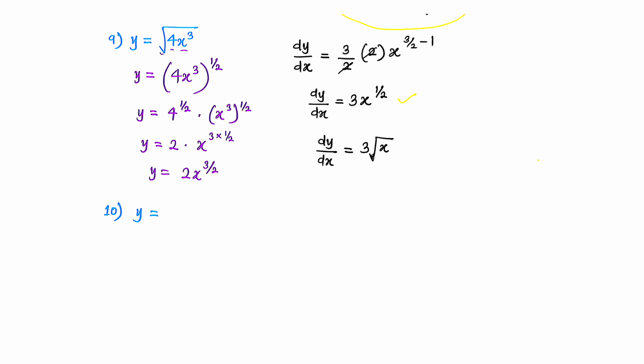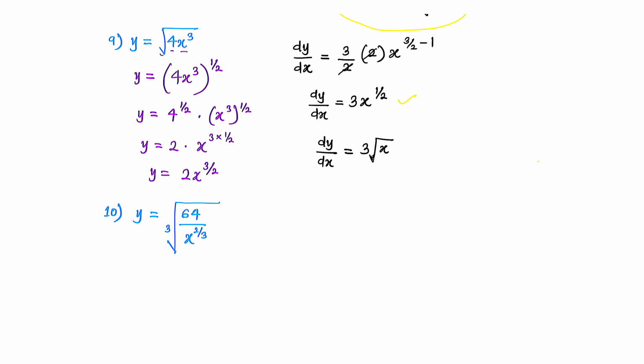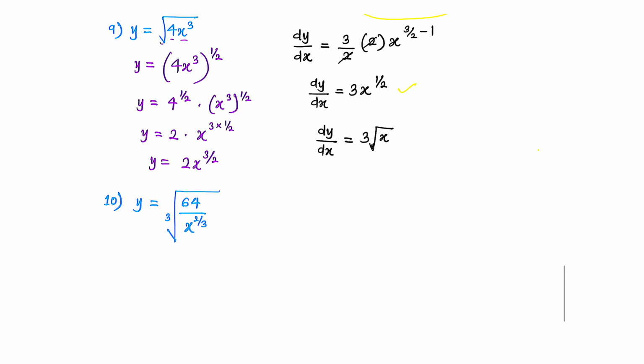Y equals 64 divided by x raised to power 2 over 3, all cube roots. First and foremost, we need to rewrite the equation in a way that we can take the derivative easily.